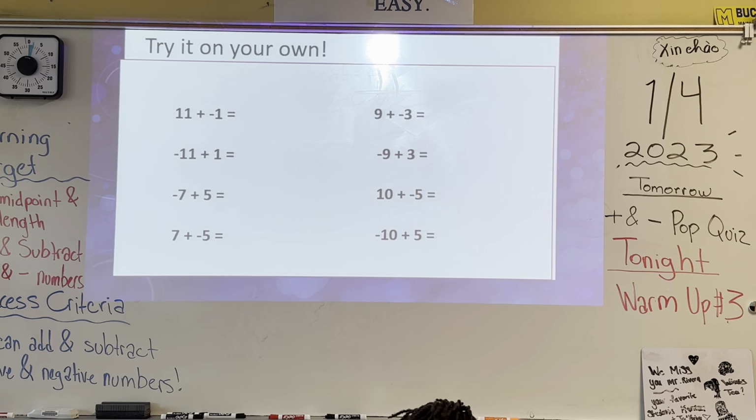What's 11 minus 1? Yeah. Adding a negative to a positive is really like subtraction. Yeah, the answer is 10. Wait, I didn't mess up. Negative 11 plus 1 would be 10. So I want to see subtraction, okay?